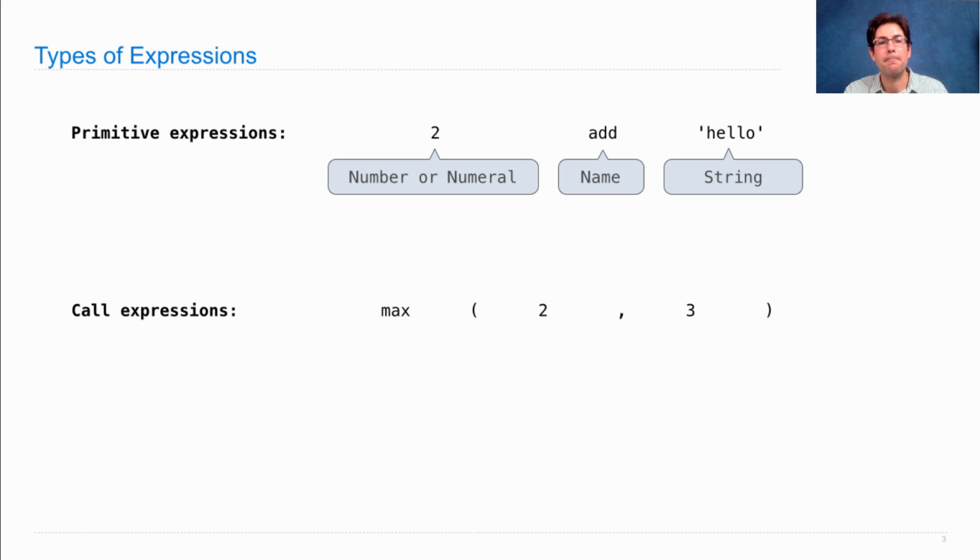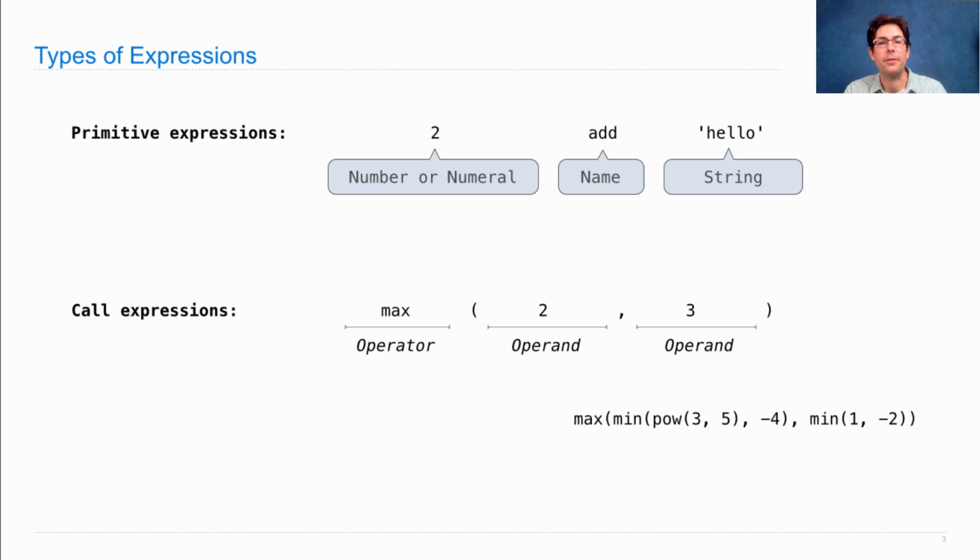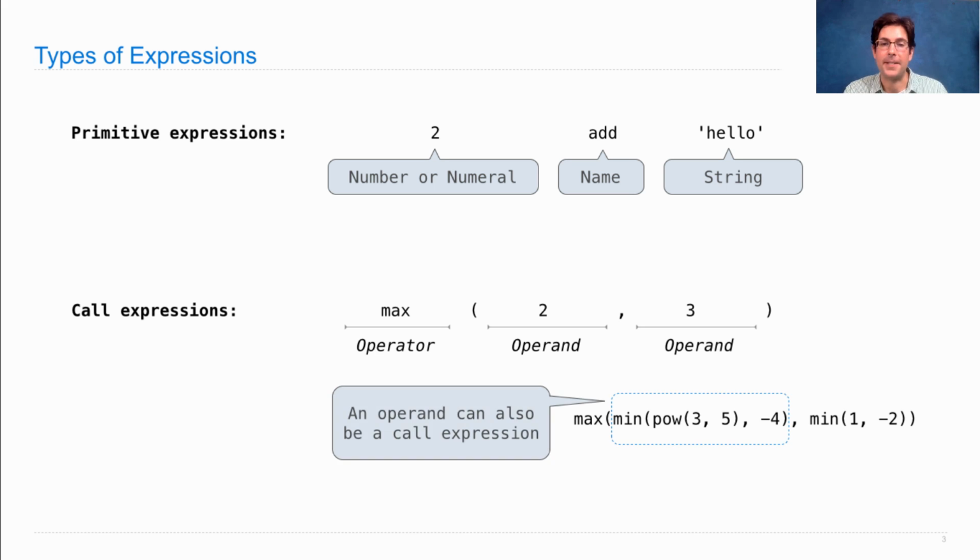Call expressions look like this. They have an operator, some parentheses, and then separated by commas, some operands. We just saw that you can have no operands at all and still have a valid call expression. You can also have nested call expressions. An operand can also be a call expression. We're really interested now in how names work.